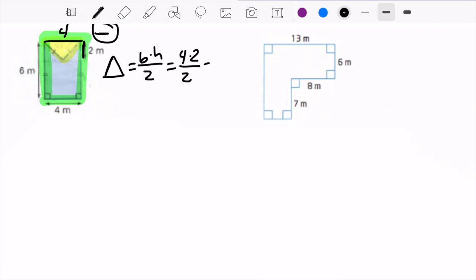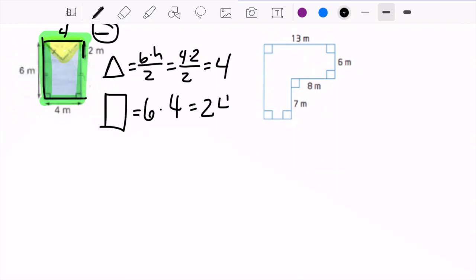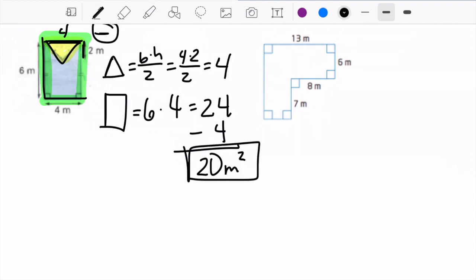This question required you to sit and really look at the picture, really look at what it's giving you and what it's asking for. So this should be 4 times 2 divided by 2, which will give you 4. And then the rectangle is going to be 6 times 4. So 6 times 4 equals 24. And we're subtracting, so we need to subtract the triangle from the rectangle. That'll give us an area of 20 meters squared. So that one was kind of tricky, but I wanted you to try it because I wanted you to really sit there and look at it.